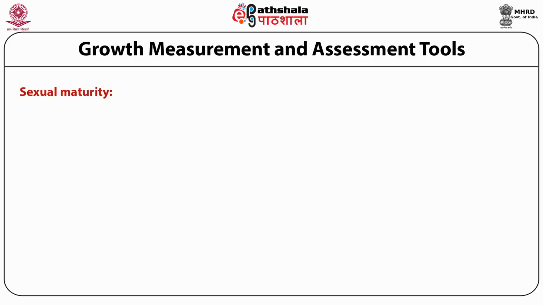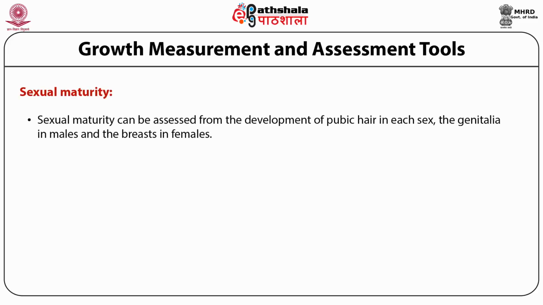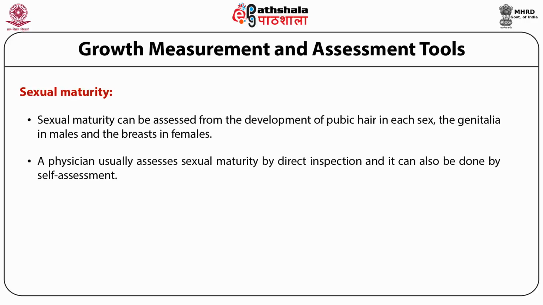Sexual maturity. Now let's see how sexual maturity can be assessed. It can be assessed from the development of pubic hair in each sex, the genitalia in males, and the breast in females. Sexual maturity can be evaluated from nude photographs, but this involves even more invasion of privacy and the possibility of misuse. Photographs allow the review of doubtful data, but it is difficult to recognize from photographs the first stage of pubic hair, the final stage of breast maturation, and thinning of the scrotum. A physician usually assesses sexual maturity by direct inspection, and it can also be done by self-assessment.